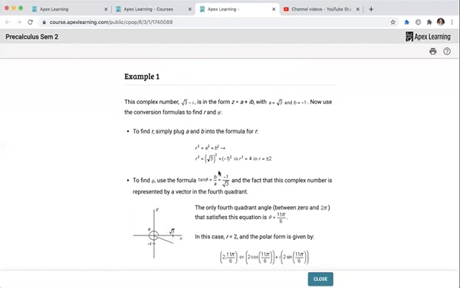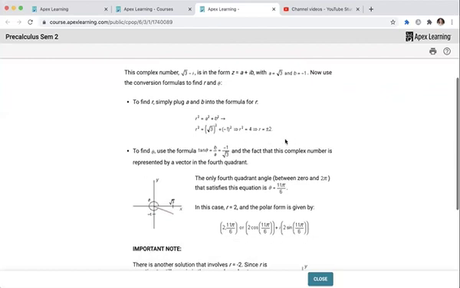So we have our a, which is square root of 3, and we have our b, which is negative 1. We square both of those, we add them together, we take the square root, and our r value can be plus or minus 2, right? And again, we know that we're always going to have a positive r value, so our answer there is going to give us a 2.